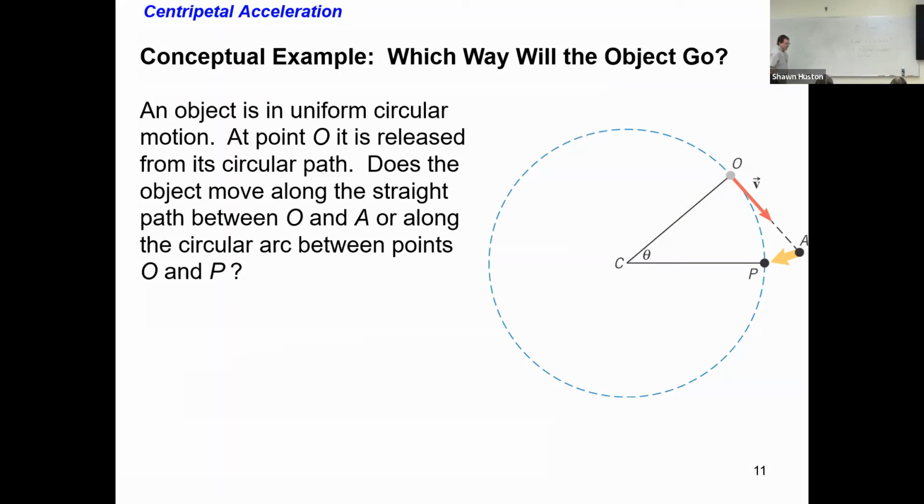All right, so how about this one? It says we've got an object that's moving around in circular motion. And then at some point this object is let go, released from its circular path, is what it says there on the screen. And we're asked the question: does the object continue to move in a circle, or does it just go along in a straight line? What do y'all think?